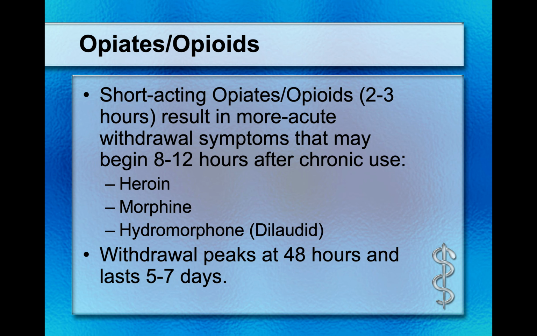Short-acting opiates, opioids, 2 to 3 hours result in more acute withdrawal symptoms that may begin 8 to 12 hours after chronic use. That includes heroin, morphine, and Dilaudid. Withdrawal peaks at 48 hours and lasts for 5 to 7 days. The reality is that people rarely die of heroin withdrawal symptoms. It doesn't happen very often.